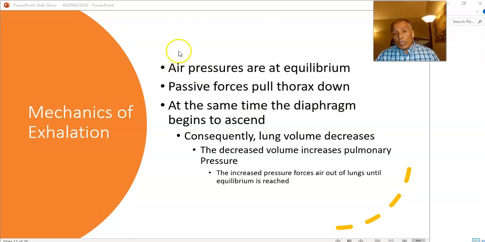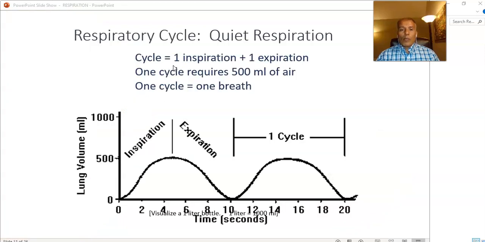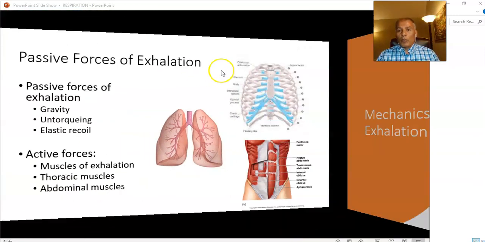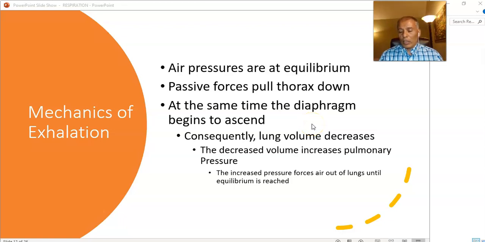So here's the process of exhalation. The steps of exhalation, I'm going to summarize them again. If you are asked about exhalation, always start with the end of inhalation. If you are asked about inhalation, start at the end of exhalation, because that is a cycle. One thing starts from the end of the other.